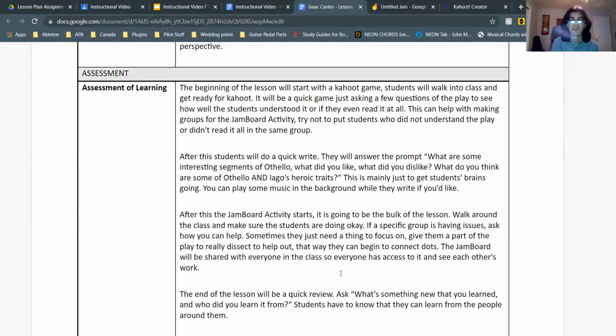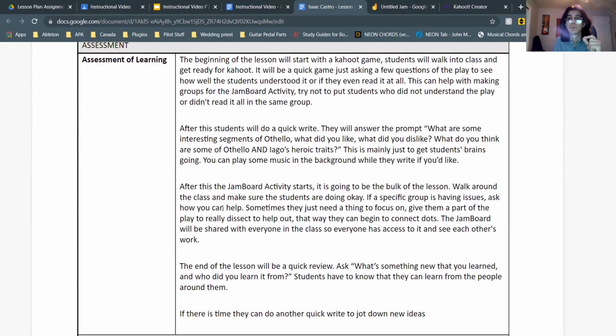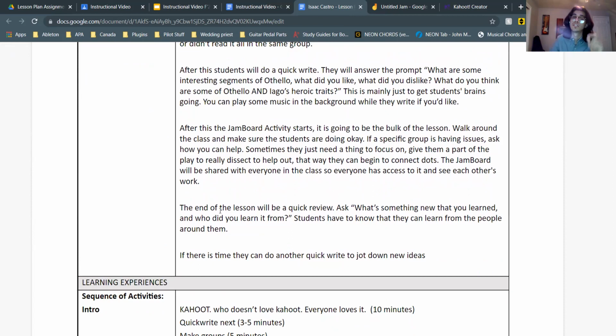So back to the activity, we're going back to the Jamboard now. We just made groups. We're going to send out a link, and everyone's going to have access to the Jamboard, so we'll see everyone who put something up, because it's going to be a shared Jamboard. It's going to be the bulk of the lesson, about half an hour.